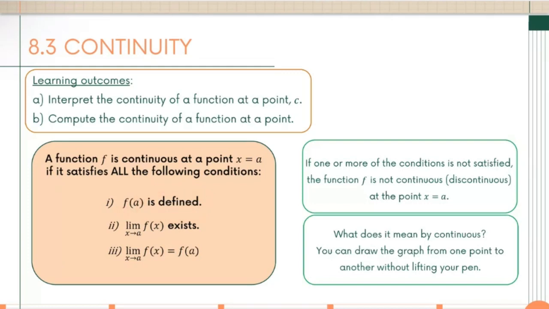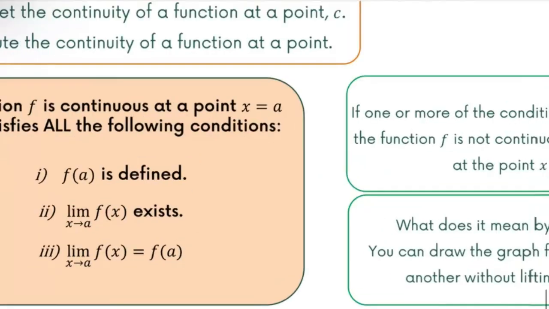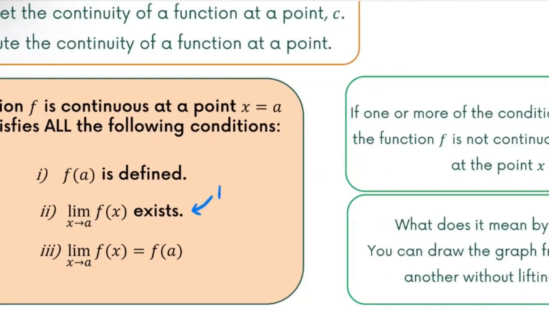Bila gantikan a dalam function, a ni adalah x kan? So bila kita gantikan x sama dengan a dalam fx, kita boleh cari value of fx tu value dia apa. Okay, so itu adalah maksud fa is defined. Second condition is the limit of x approaching a exists. So what does it mean by limit as x approaching a exists? Kita ada syarat kan? Limit exists apabila kamu kena check limit of x approaching a from the left must be equal to limit of x approaching a from the right.